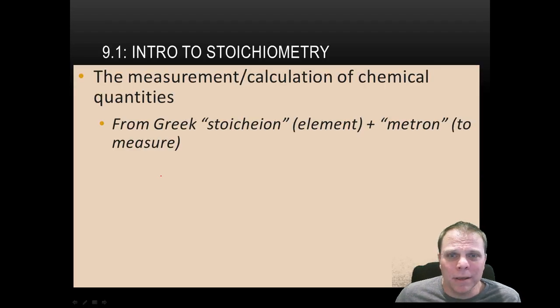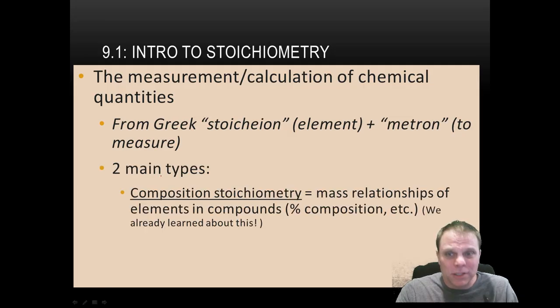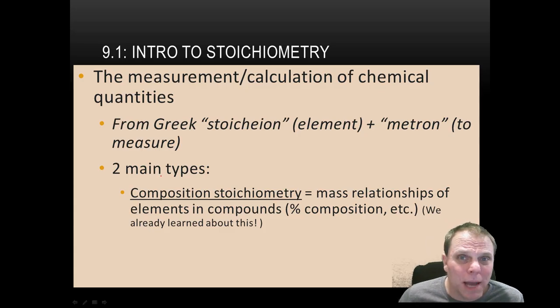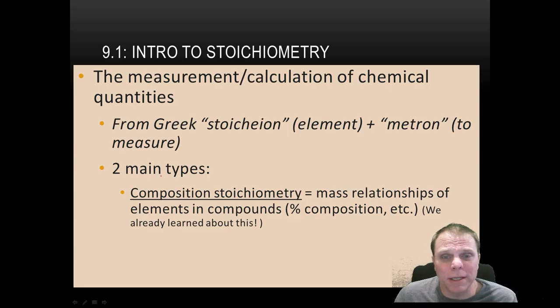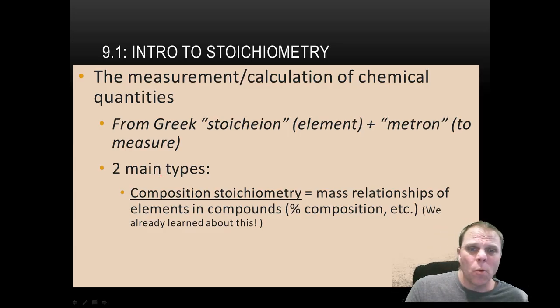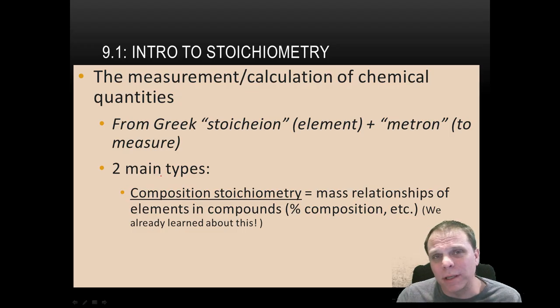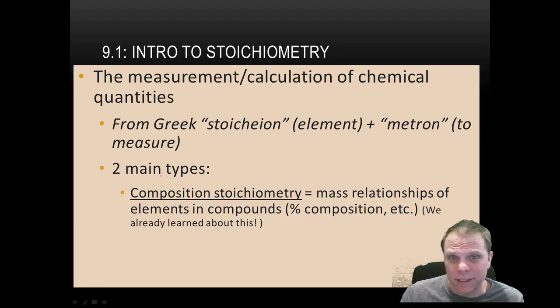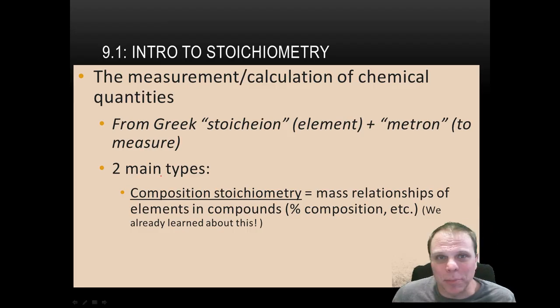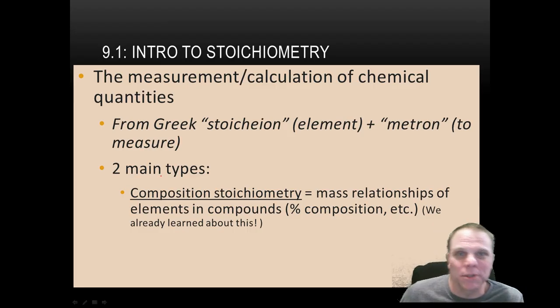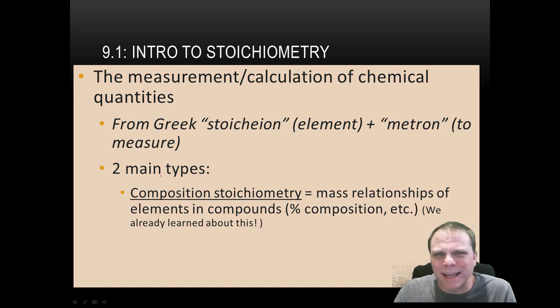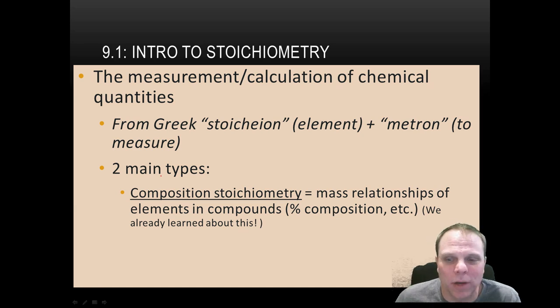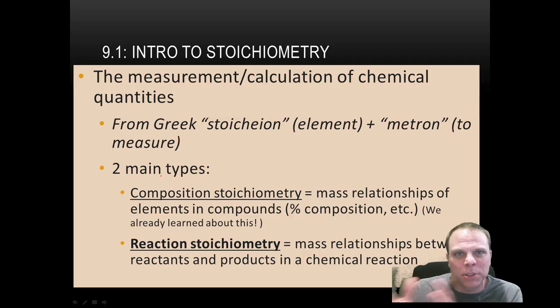So remember that stoichiometry comes from the Greek stoichion, which is the element, and metron, which is to measure. And we have two types of stoichiometry, one that you've already done. This is the composition stoichiometry, where you can talk about the mass relationships between the different parts of a compound, for instance. You'd say, oh, well, the compound of water, H2O, has 88% by mass of oxygen and 12% by mass of hydrogen. That's the kind of idea here.